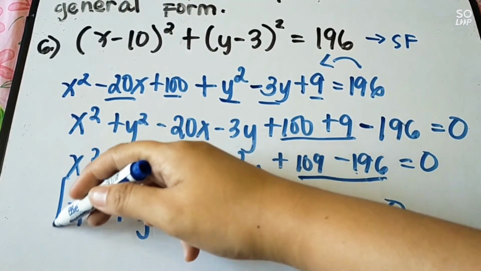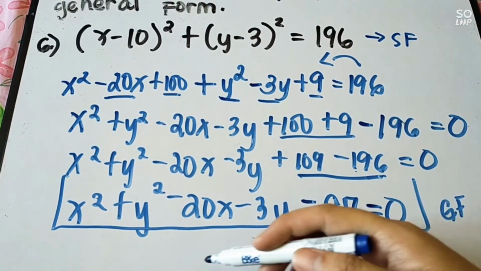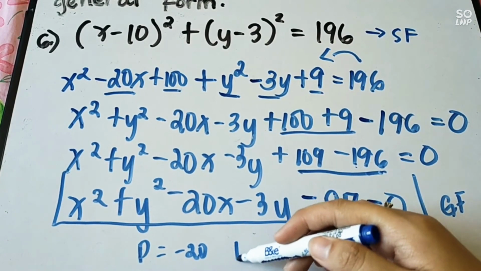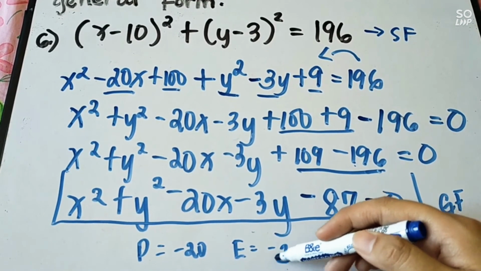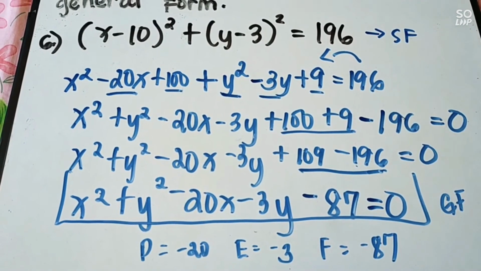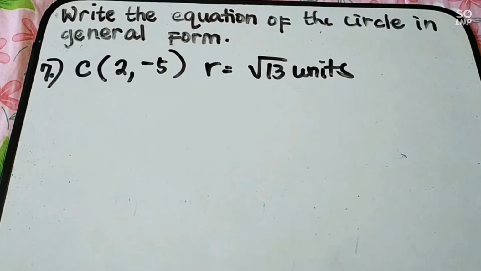So, ito na yung inyong general form. Yan. Pati hinahanap ulit natin si D. Ang D mo is negative 20. Ang E mo is negative 6. Ang F mo is negative 87. Is it clear? Let's have the last example.